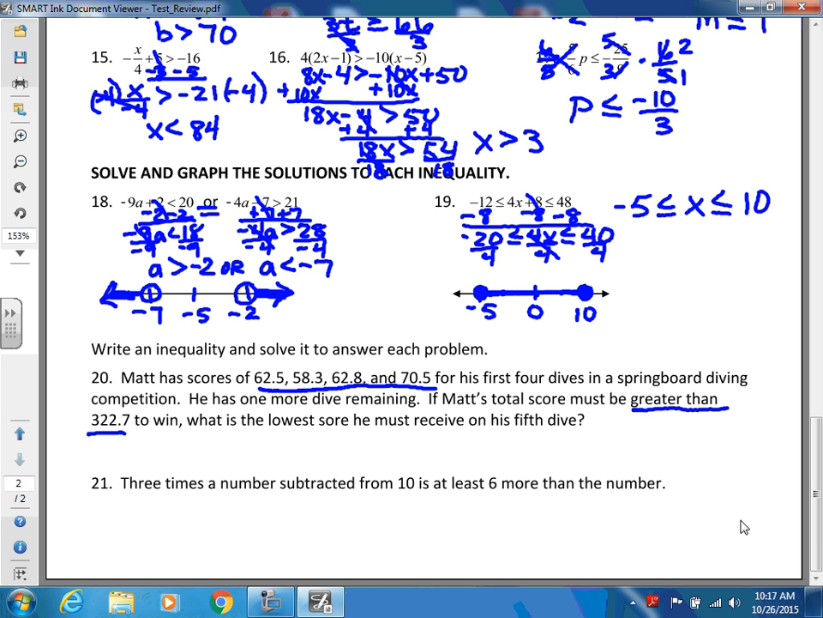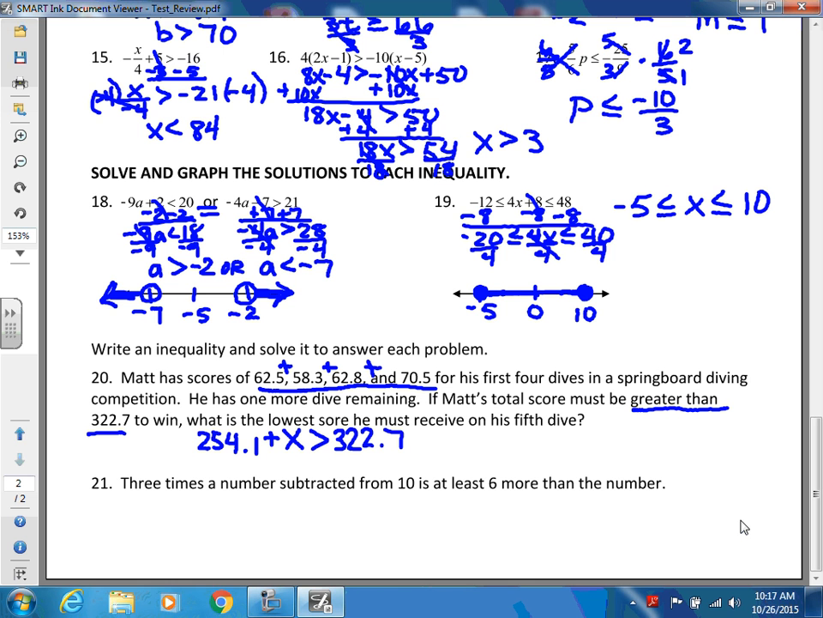All right, so the first thing we want to do is go ahead and add these 4 scores up. 62.5 plus 58.3 plus 62.8 plus 70.5 is going to give you 254.1. So right now he's got 254.1 points, but we're going to add to it his 5th score, which we don't know right now, and it's got to be greater than 322.7 for him to win.